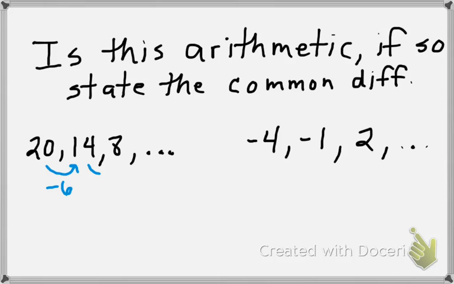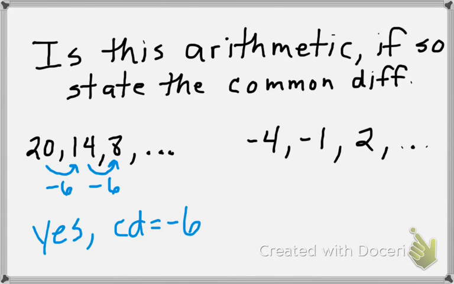Okay, now the first one, it's going down. Well, that means it's increasing by a negative number. So from 20 to 14 is minus 6. So I check the next one, and 14 to 8 is also minus 6. So since they're the same, it does have a common difference. So it is arithmetic, and the common difference is negative 6.